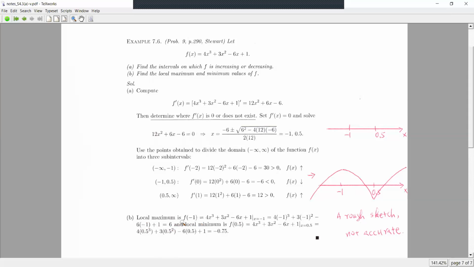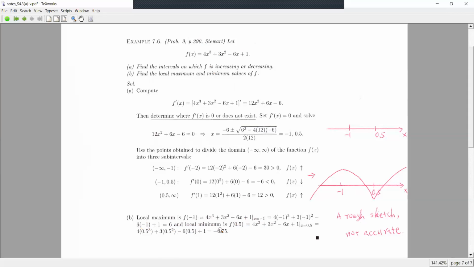How to get f of -1? This is the function f. Plug in -1 for x to get this. And then 6 is the function value of f at -1. 6 is the local maximum function value.